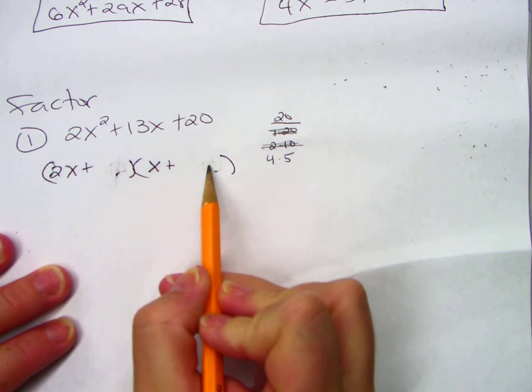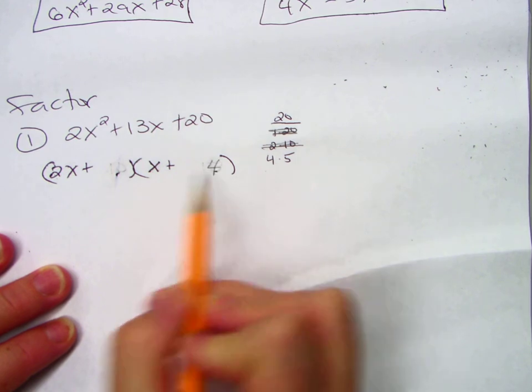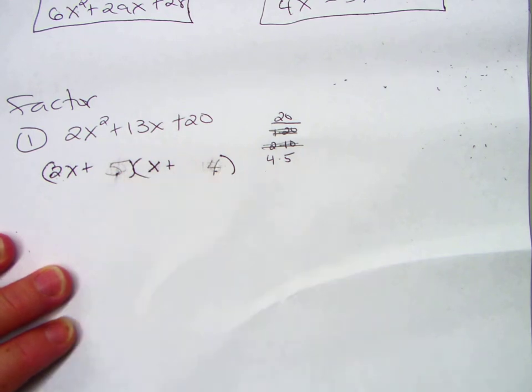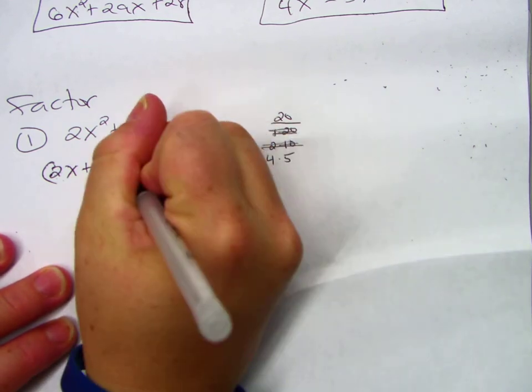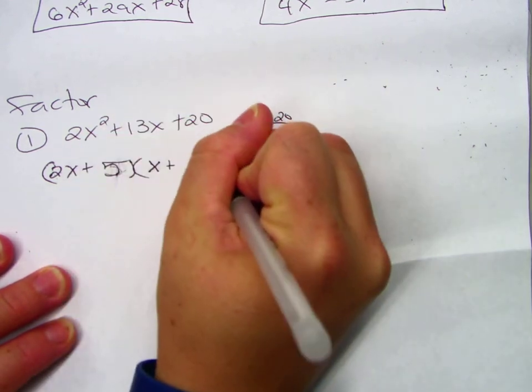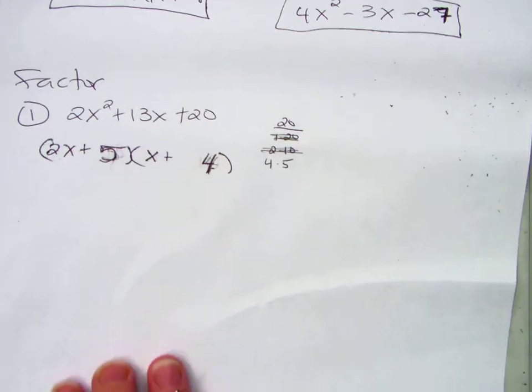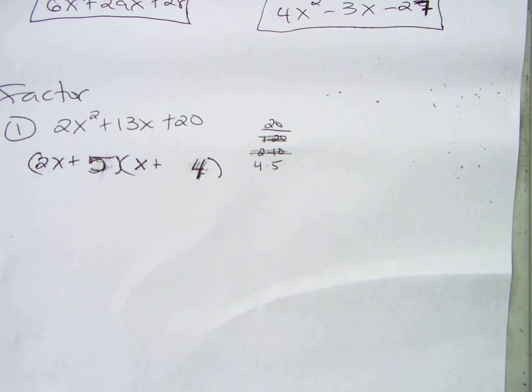Let's see, if I put the 4 here, that's 8, and the 5 here, that's 8 and 5. Oh, that's 13. So the answer is x plus 5, 2x plus 4. So it seems like that's really hard, but if you really take the time and try it, you can probably get pretty fast. Okay, so method 1, in your head.